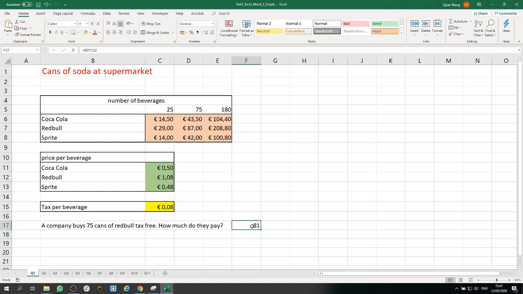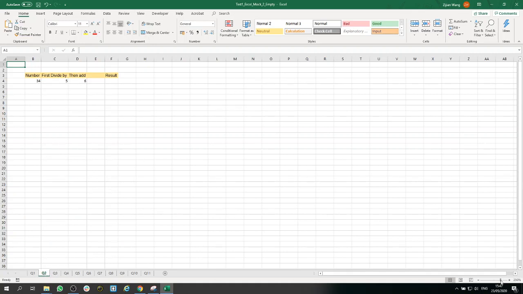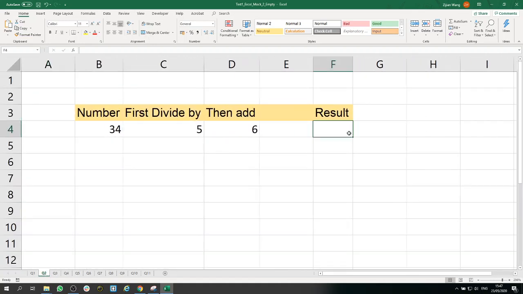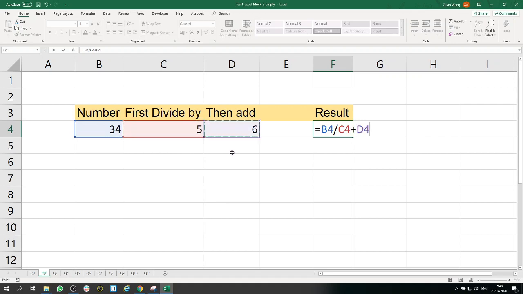No, that is just the result. This is the answer. Let's move on, Q2. And have a look what we have here. Number 34 divided by 5, then add 6. This is very simple. We just need to write it down. This number divide by this one and then plus that one.